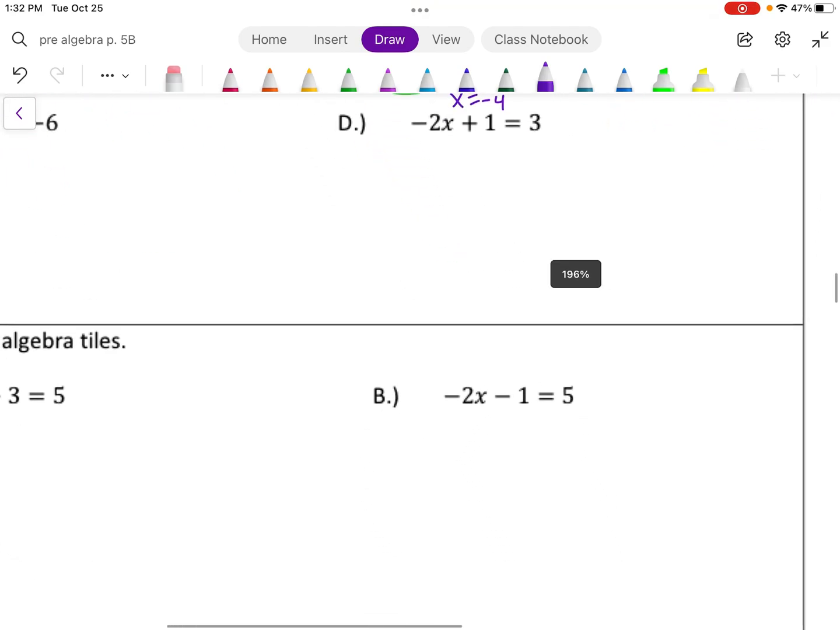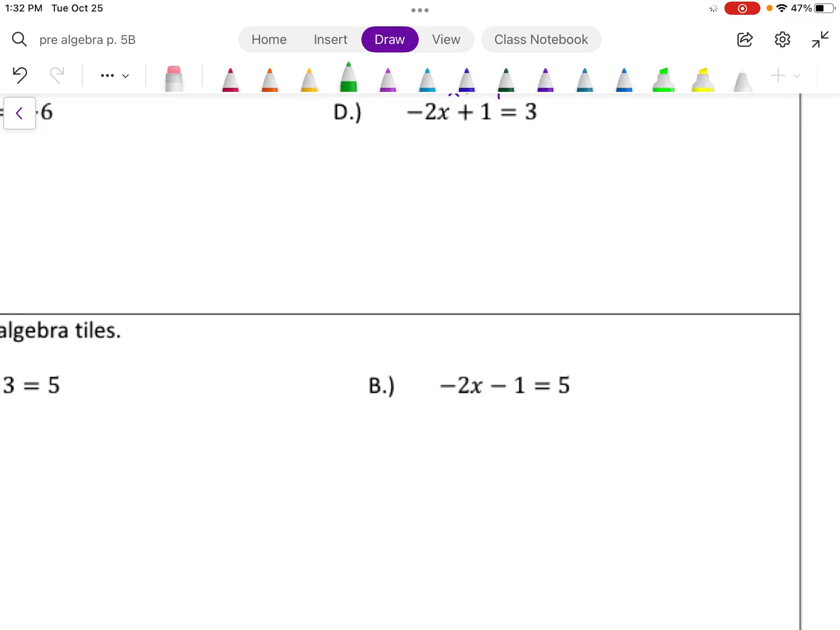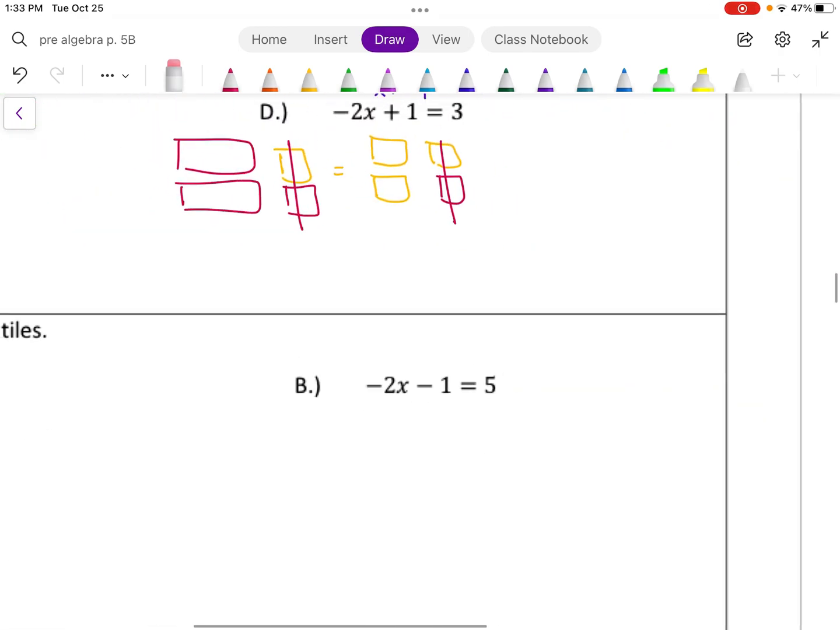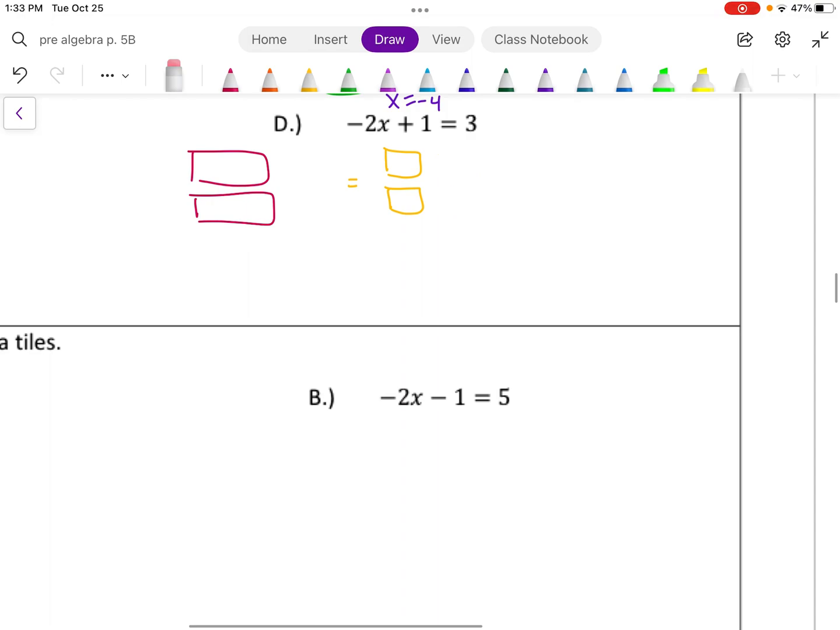Let's do one more. We're going to do letter D. Negative 2x plus 1 equals 3. So I've got 2 negatives and 1 positive equals 3 positives. Well, I want my x's to be positive. Actually, I want to get my x's by itself. So in order to do that, I would need to take away 1. So then I'm left with 2 negative x's equals 2 positives.